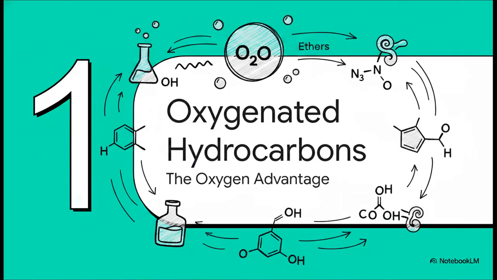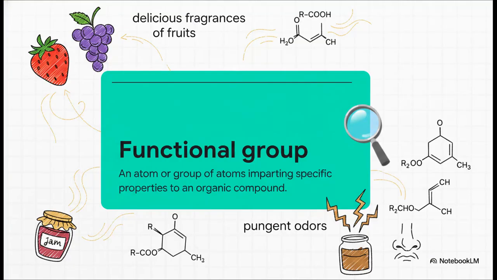Section 1. Meet the oxygenated hydrocarbons. The oxygen advantage. When oxygen enters the chat, it doesn't just create one type of molecule. It spawns an entire grand family. This expansive family includes alcohols, ethers, aldehydes, ketones, carboxylic acids, and esters. The secret sauce behind these distinct personalities is something called a functional group.